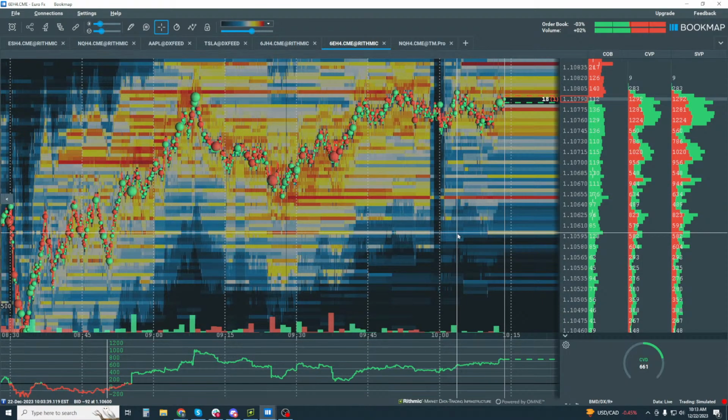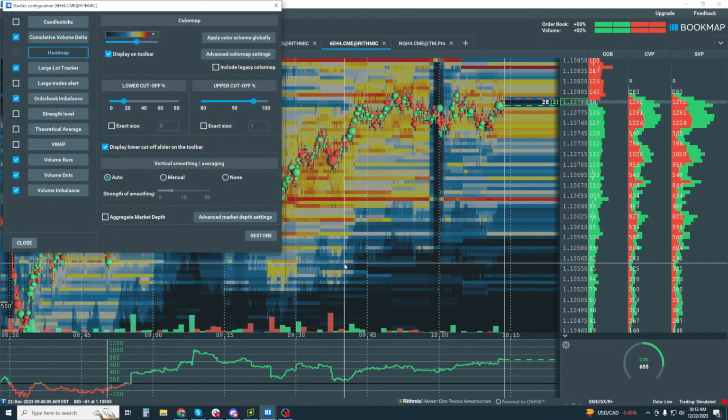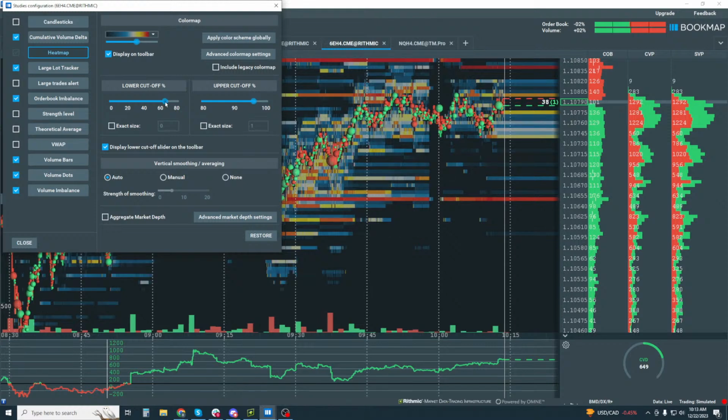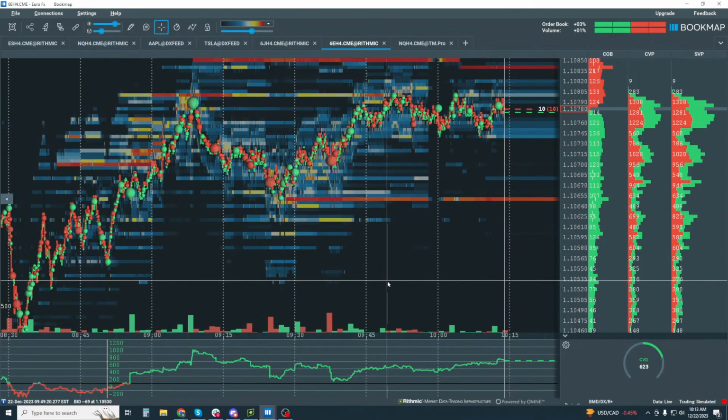Now, there's ways to filter for this heat map. One of the simplest ways is to right click on the heat map and go to heat map settings, and we're going to adjust the lower and upper cutoffs. This will cut out a significant amount of noise, or liquidity that doesn't make it through the filter. So now we can see a little more clarity in here.